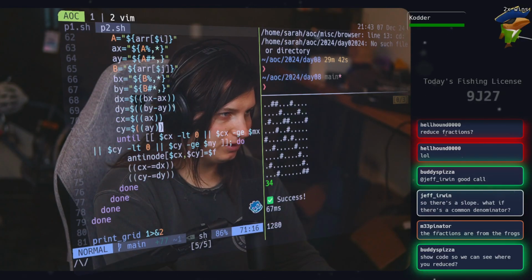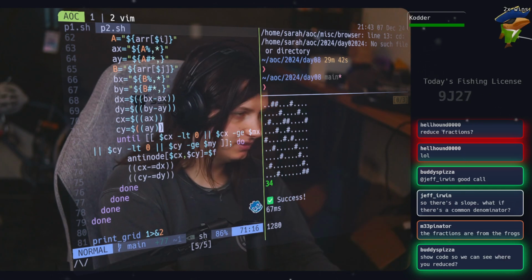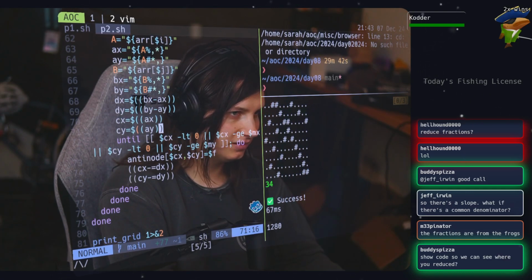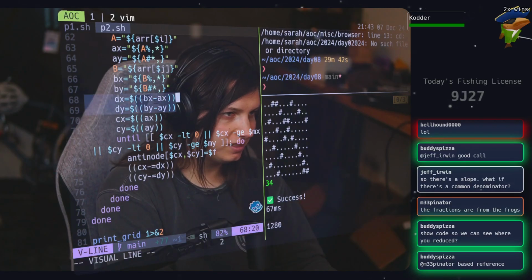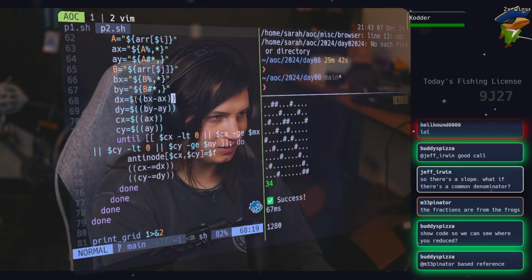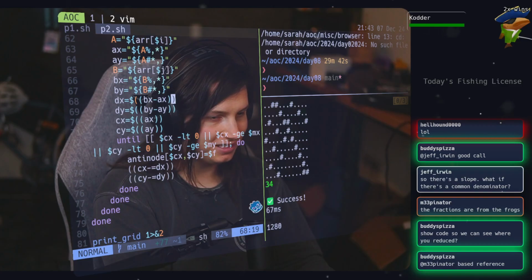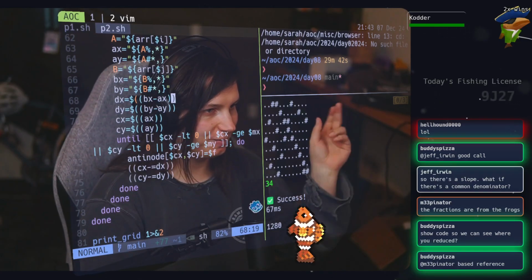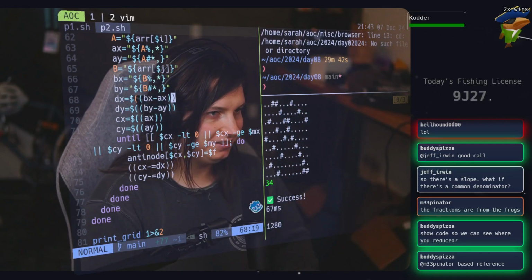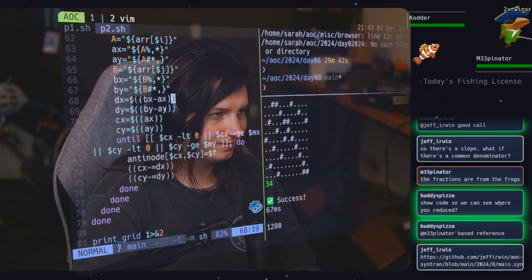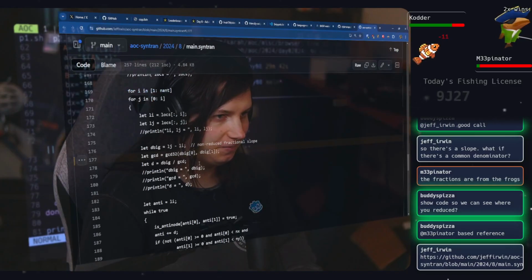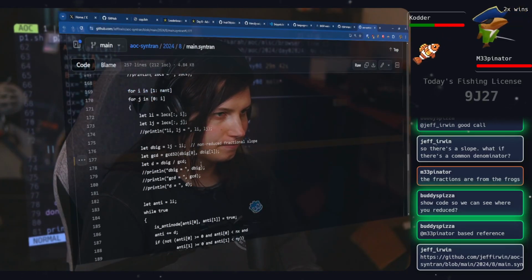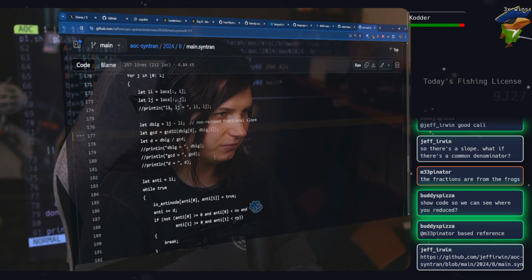There's a slope. What if there's a common denominator? There's not a slope. There's a dx dy, which is a slope. But you don't need to use it as a slope because you're moving at intervals of 1. It's not actually a slope. It's a vector.